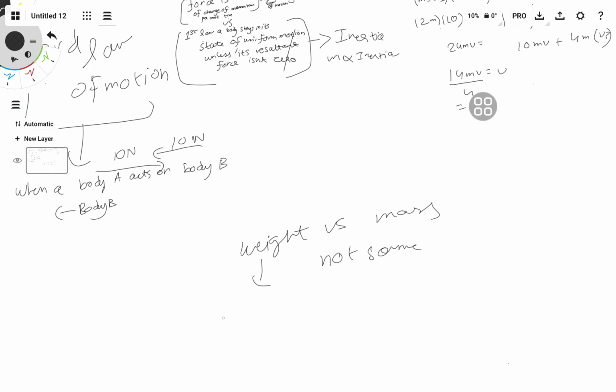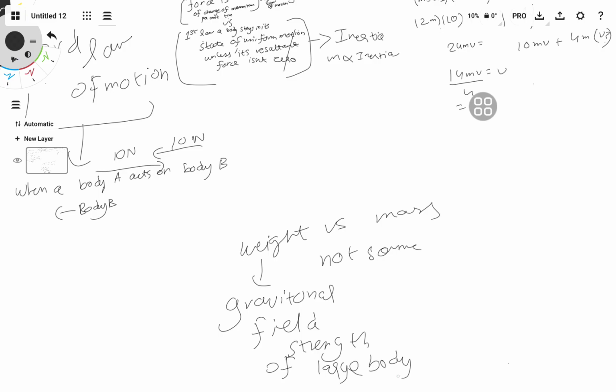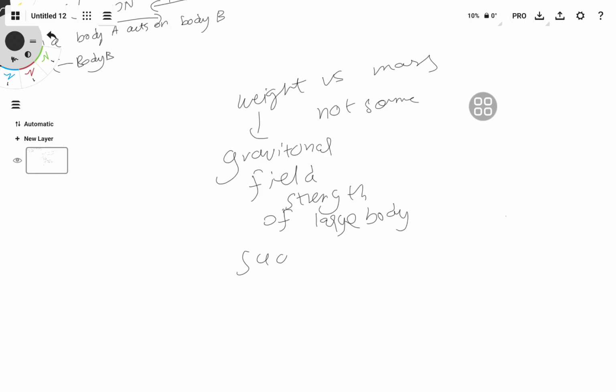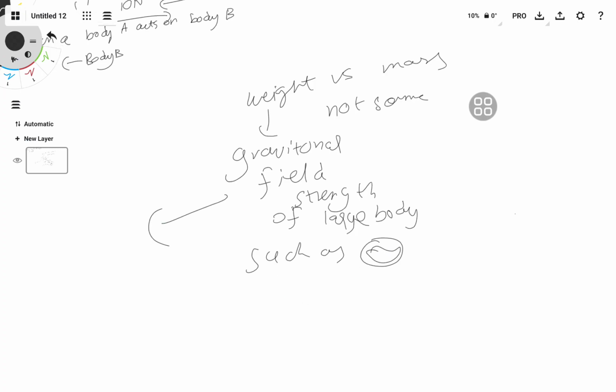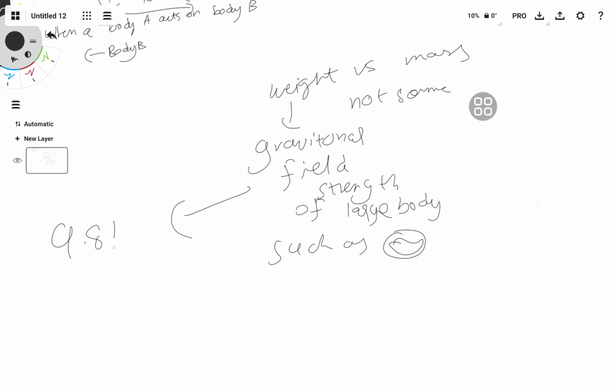Weight is basically the gravitational field strength of a large body such as Earth. Let's throw Earth here. That's a very bad Earth, but who cares? So it is 9.81 Newton for 1 kg.